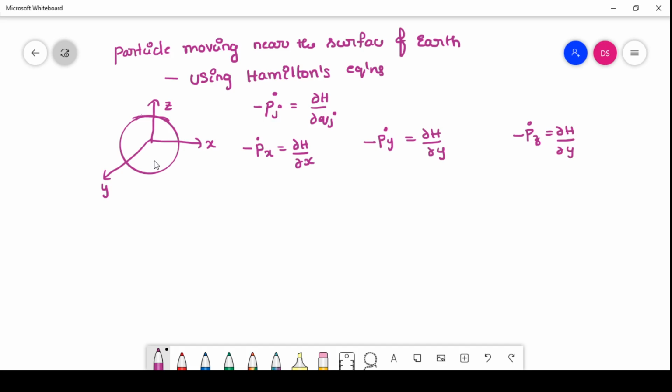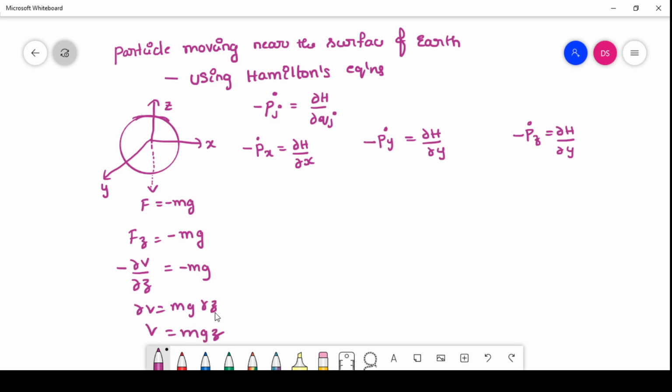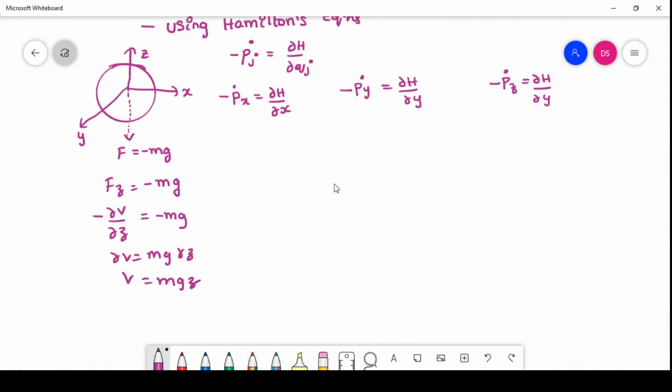Now let us assume that the gravitational force is always acting, and this force is in this direction, so that F is equal to minus mg, because it is in the opposite direction of the z axis. So the force acting along the z direction, Fz, is equal to minus mg. We can write in terms of potential energy, dou V by dou z is equal to minus mg. So dou V is equal to mg into dou z. If you integrate it, you will get the potential energy mgz, acting along the z direction.